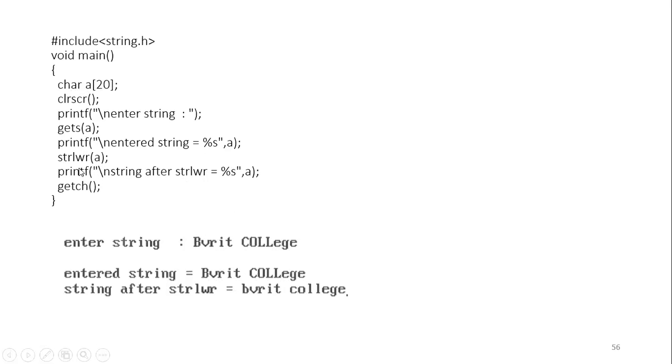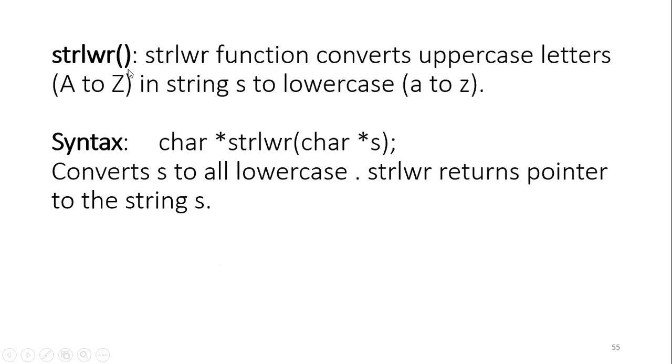So, string after the strlwr function. After this statement, I am displaying the string. The string now contains bvrit college. You can observe that uppercase B is converted into lowercase b, uppercase C into lowercase c, uppercase O into lowercase o, uppercase L into lowercase l, and uppercase L into lowercase l. So if the string contains a combination of uppercase and lowercase characters, the strlwr function converts all the uppercase characters into lowercase characters. That is done by using the strlwr function.